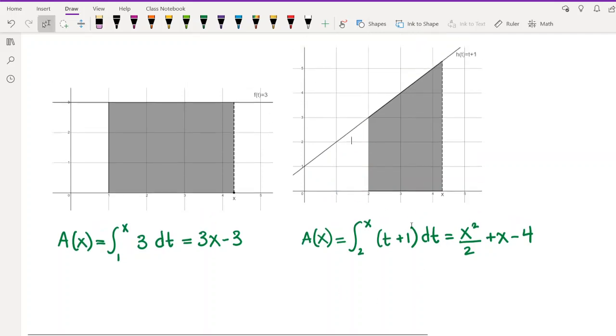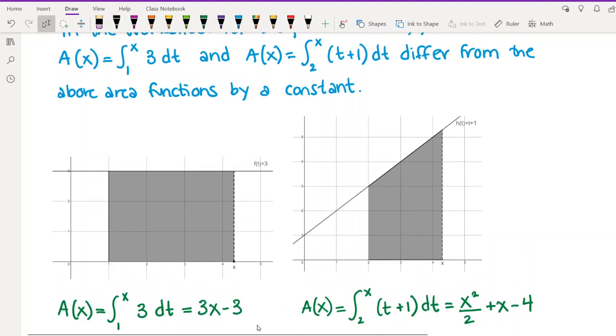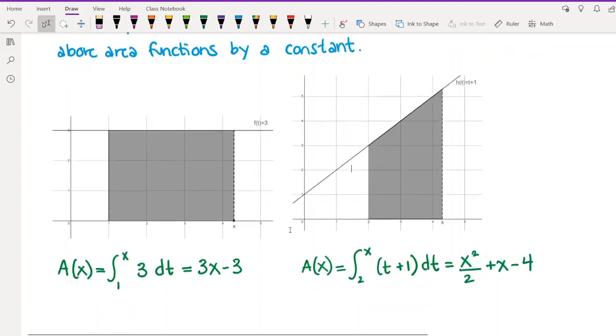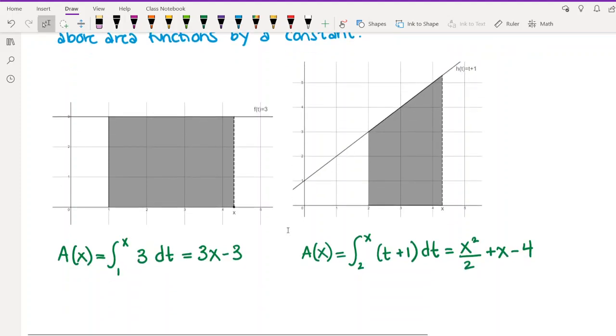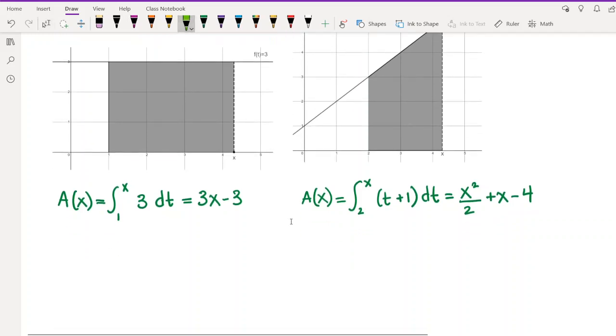So what is significant about the fact that these only vary by a constant compared to the area functions we found above? Well, what happens when you take the derivative of a function that differs only by a constant? You get the same result, right? So in this case, if we take the derivative, we still get 3. This minus 3 part doesn't affect the derivative. And then same thing here, if you take the derivative of this area function, you bring down the 2 and you still get x plus 1, and then the minus 4 doesn't affect anything.